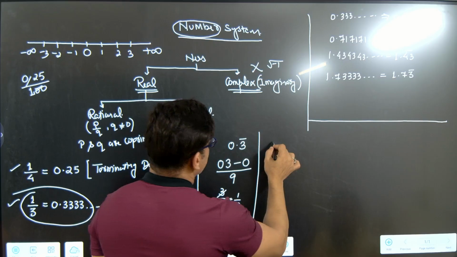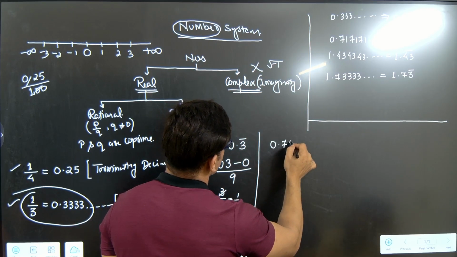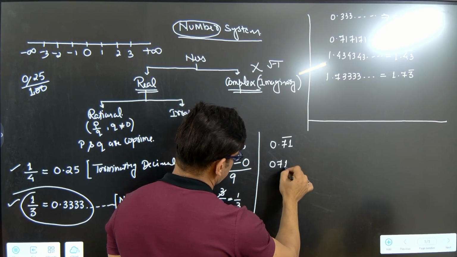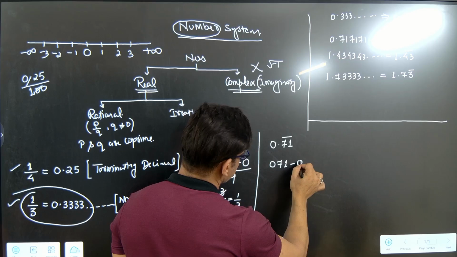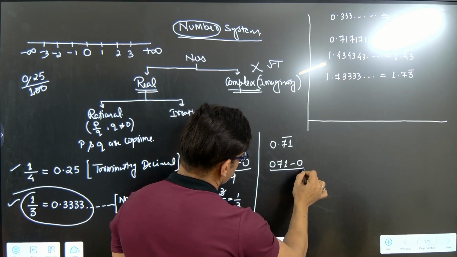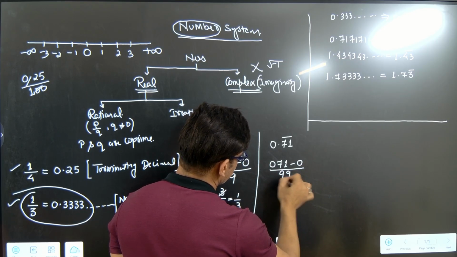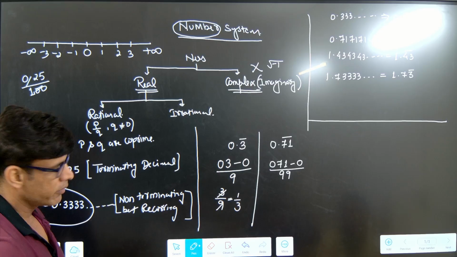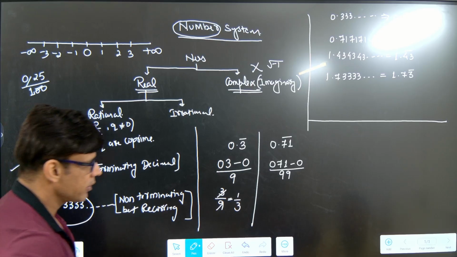In the question, 0.7. The first step is 0.71, from this, how much do you have to subtract? 0. Only 0. Then 99 in the denominator. You have a calculator, you can calculate 71 by 99 and it will give you 0.717171, right?